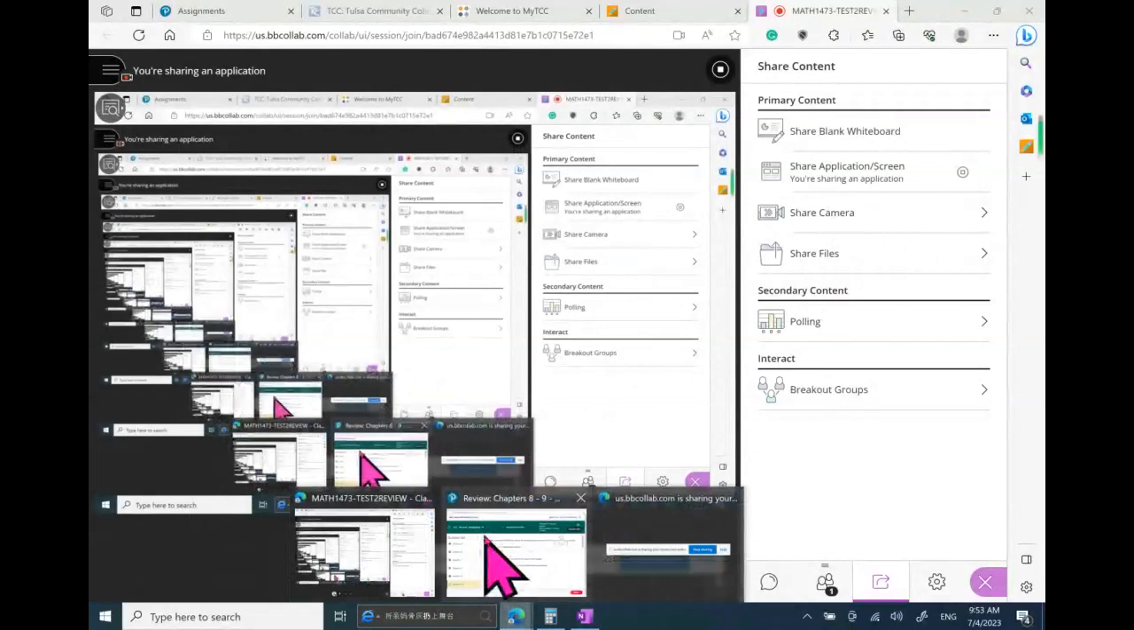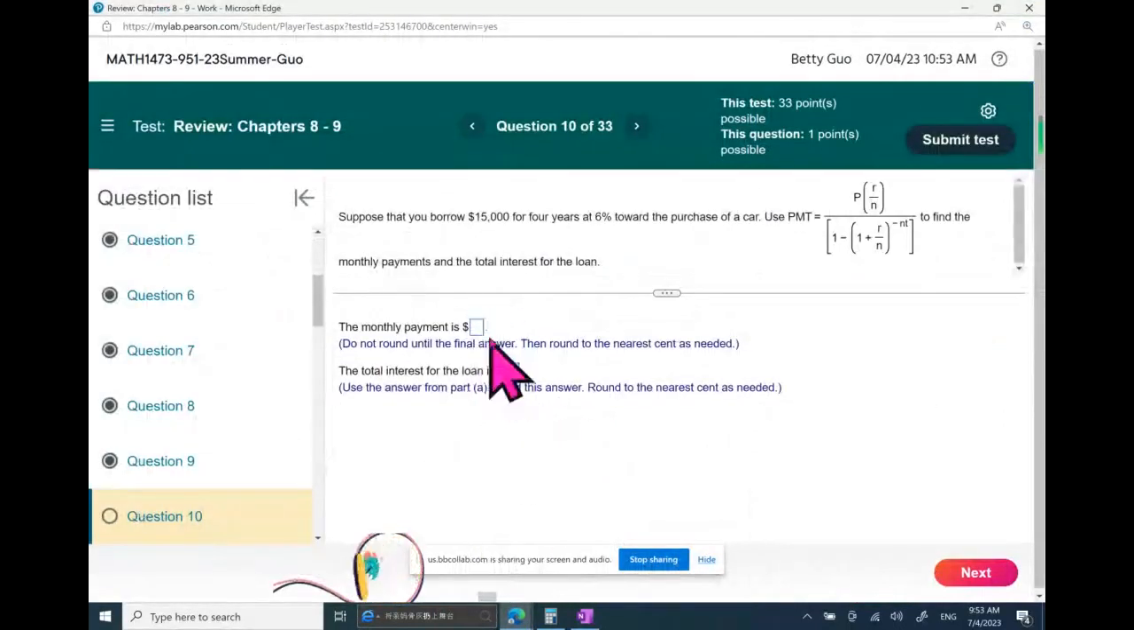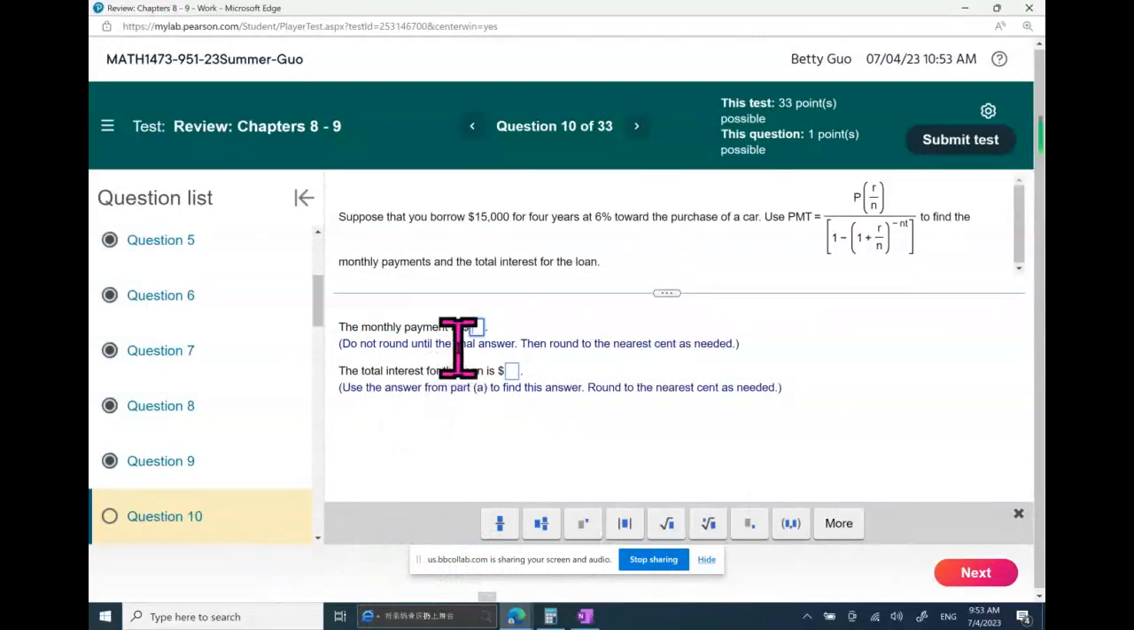Our test here. Yeah, monthly payment. Read the instruction. Do not round until the final answer. Round to... it doesn't say round up to, okay? Round to the nearest cent as needed, okay? Not dollar anymore. Round to the nearest cent, so $352.28. The reason we round it up is because the next digit is 5, so we round it up. 352.28. That's the first part.